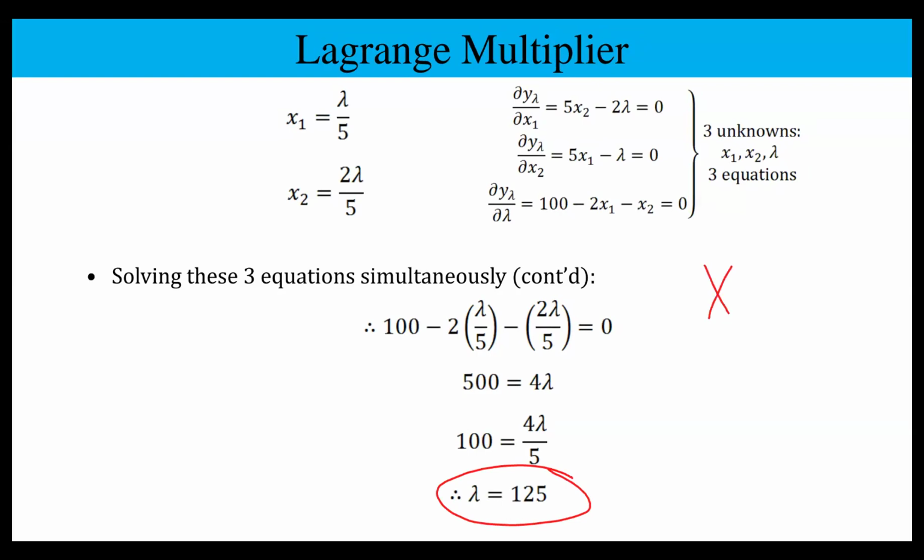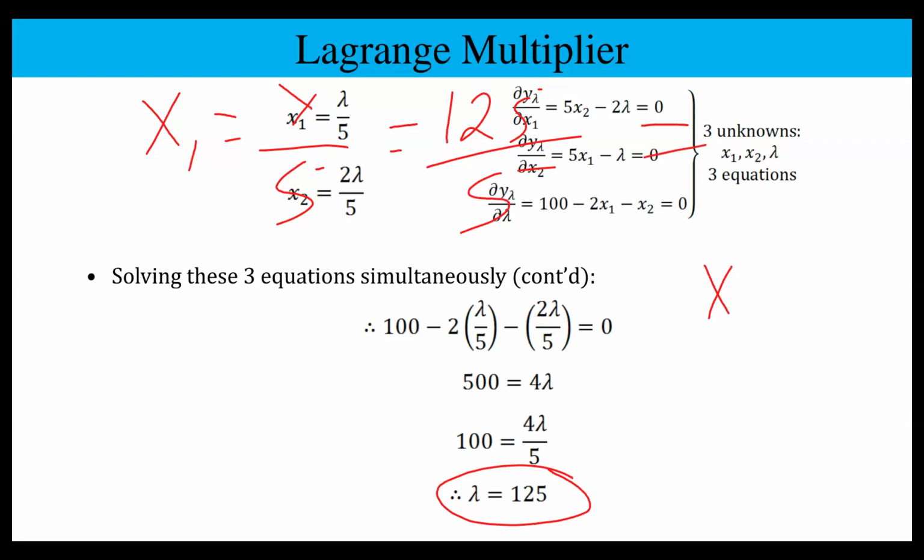So if you want the exact value of x1, remember I just expressed that x1 is equal to lambda over 5, right? So you want the exact value of x1, just put lambda there, 125 divided by 5. So what is 125 divided by 5? This should be 25. So x1 is equal to 25.